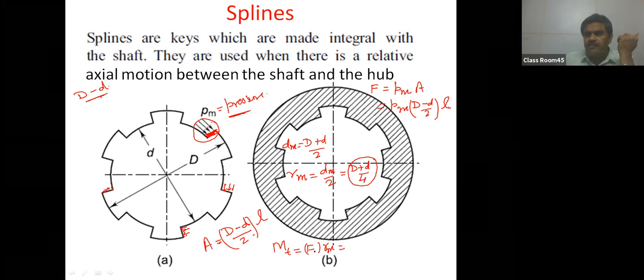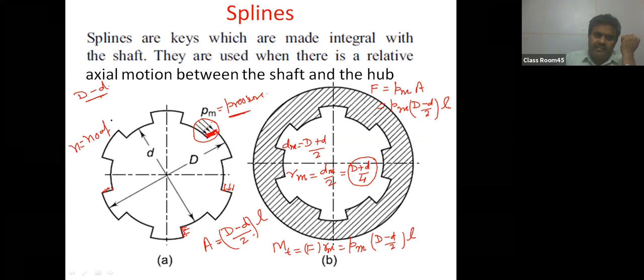So just putting the value for force, the value of the force is Pm, pressure, into d minus d by 2 into length of the shaft. Correct? Length of the shaft. So pressure into area. So this is the area of one spline. So there are n number of splines. So n is the number of splines. Here it is 6, but I am taking a general value n. So I am multiplying it by n. So it is the total area.